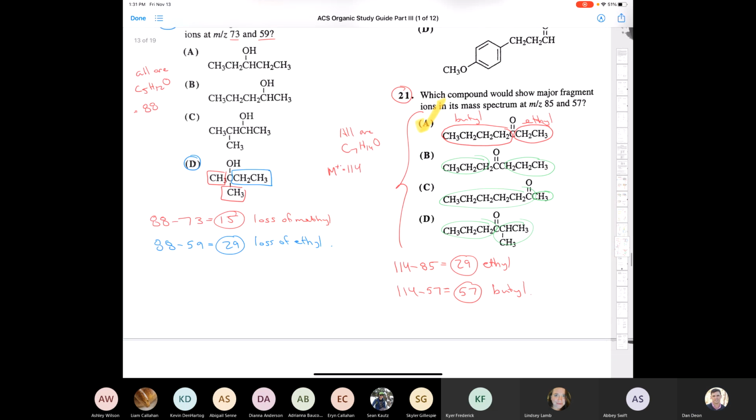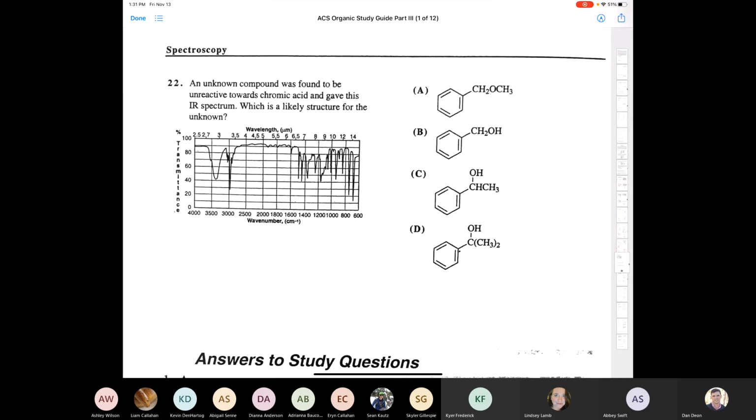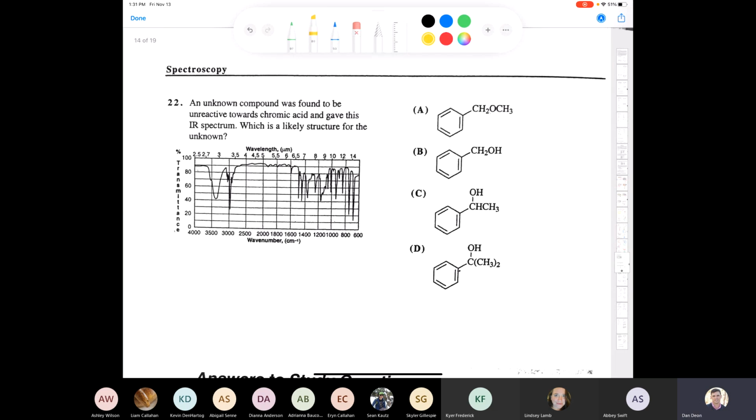Last question, question 22. It says an unknown compound was found to be unreactive towards chromic acid and gave this infrared spectrum. Which is a likely structure for the unknown? Well, hopefully you can see right away that this must be an alcohol because we have an OH stretch here. All three, B, C, and D, are alcohols. A is an ether, and so we can cross it off the list.